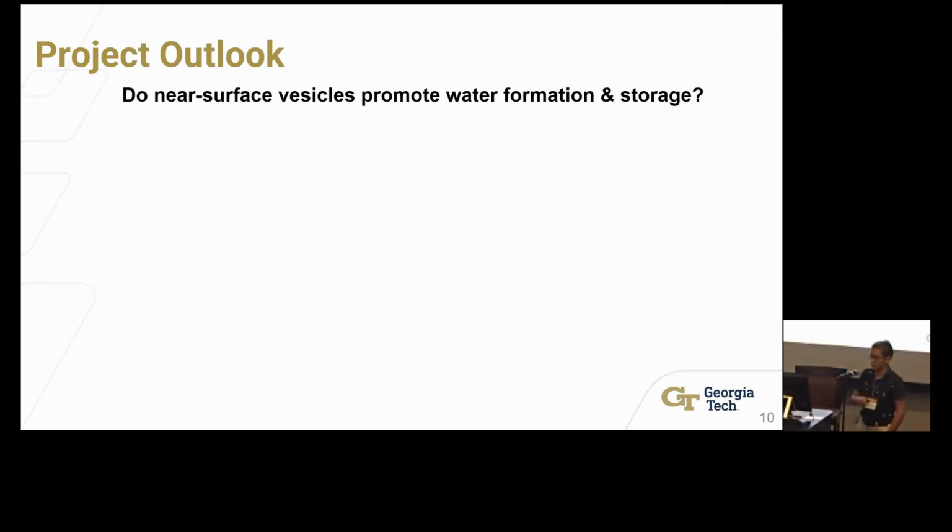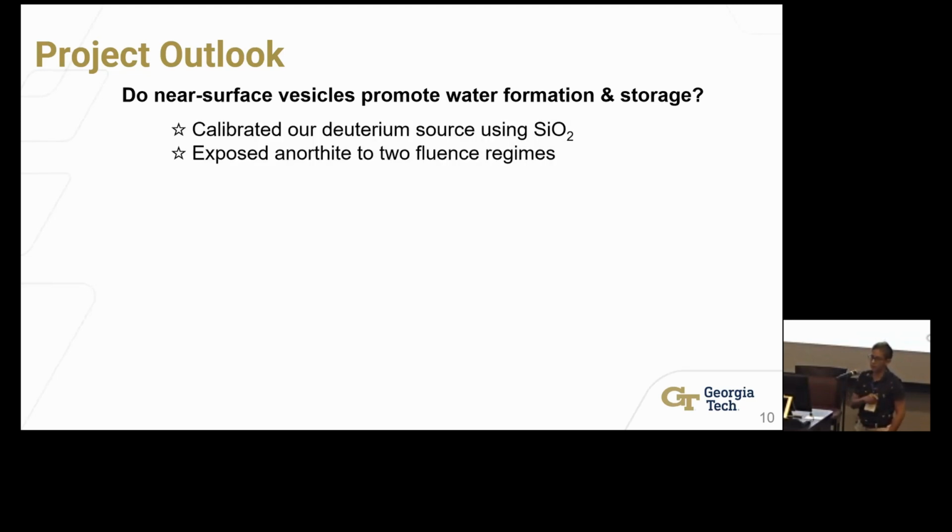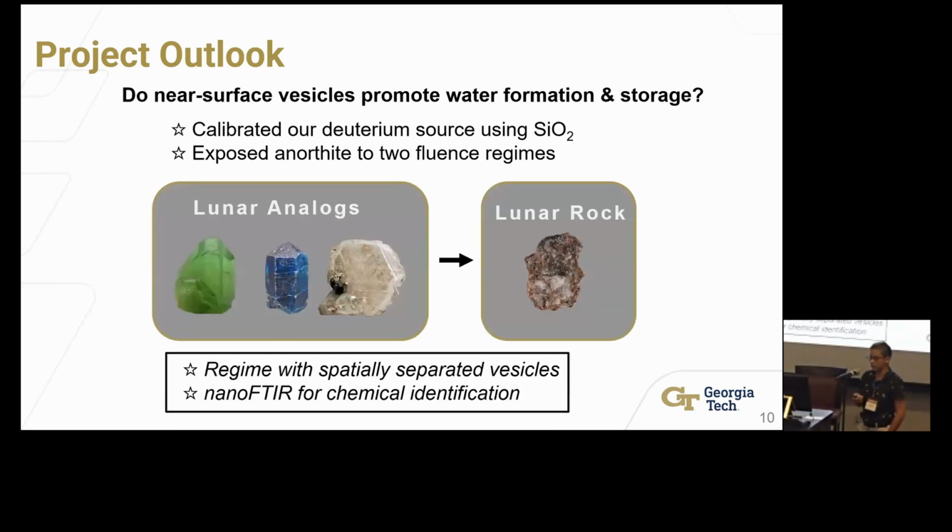The overall question that we're trying to answer is, do these near-surface vesicles promote water formation and storage? We've calibrated our deuterium source using SiO2, exposed anorthite to 2 fluence regimes. What we plan to do next is look at other mineral analogs, such as albite and olivine. And we plan to expose it to a regime where we have these spatially separated vesicles, both on the surface where we have these spatially separated blisters and subsurface. Then we plan to perform nano FTIR to do a chemical species identification over these vesicles.